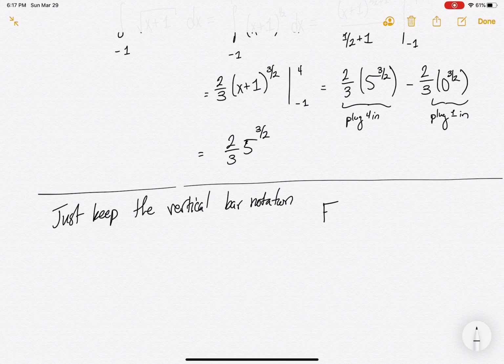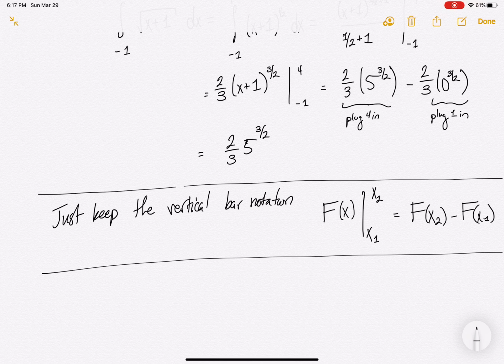If I write f of x with a vertical bar x1 x2, this is f of x2 minus f of x1. It's just something we'll see all over the place, so keep it in mind.